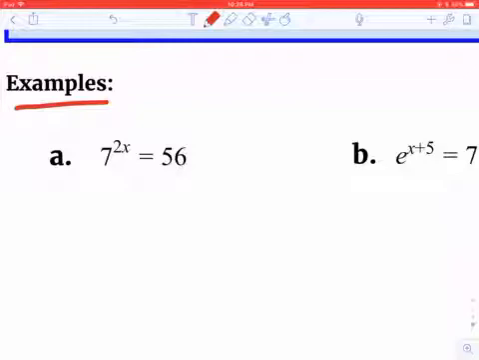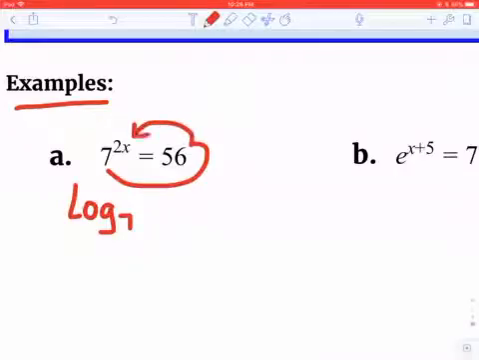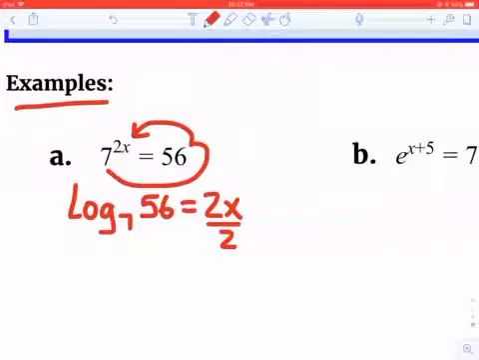For example A, we have 7 to the 2x power equals 56. We can't write 7 and 56 so that they are both the same base. So we're going to instead write it in log form. So log base 7 of 56 is equal to 2x would be our log form of this exponential equation. And then we can just simply divide by 2.